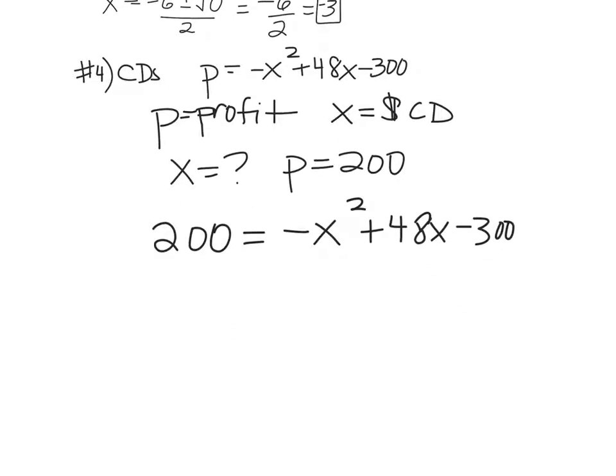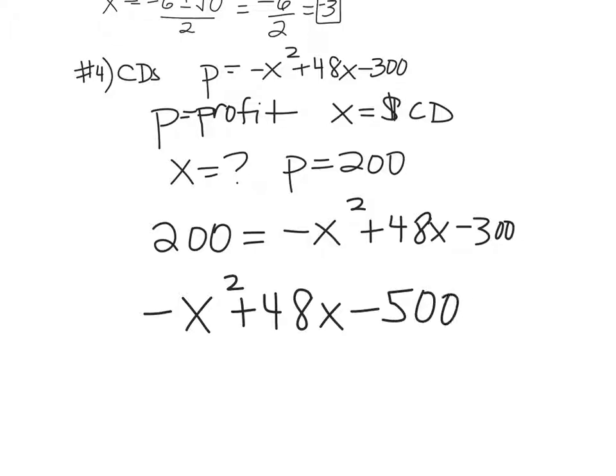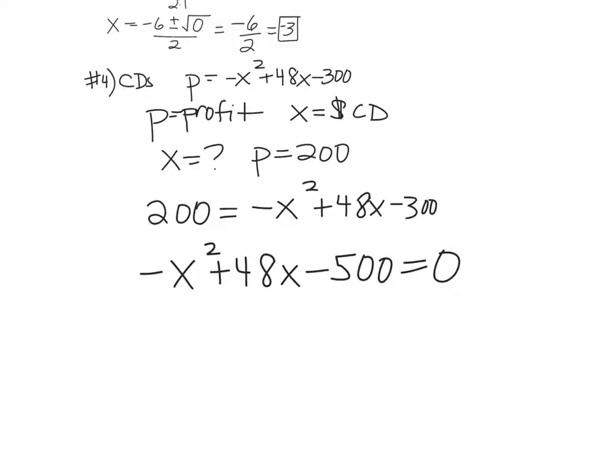So here we go. Let's subtract 200 over to the other side, and we get negative x squared plus 48x minus 500. Good. Wait, why is it 500? Because negative 300 minus 200. Yep. We got to bring that 200 over and combine it with that. All right, and now we're ready to find out, and we're going to get two answers. We really want to charge the lesser of the two. We really don't want to overcharge people.